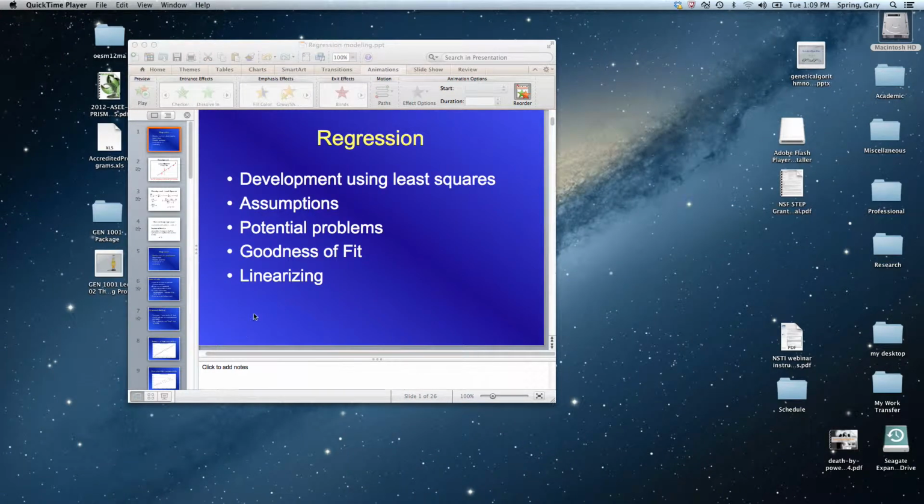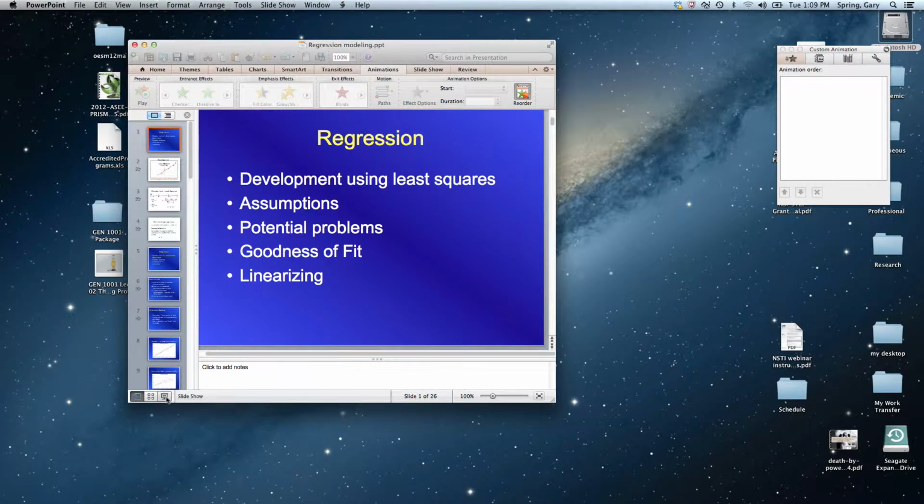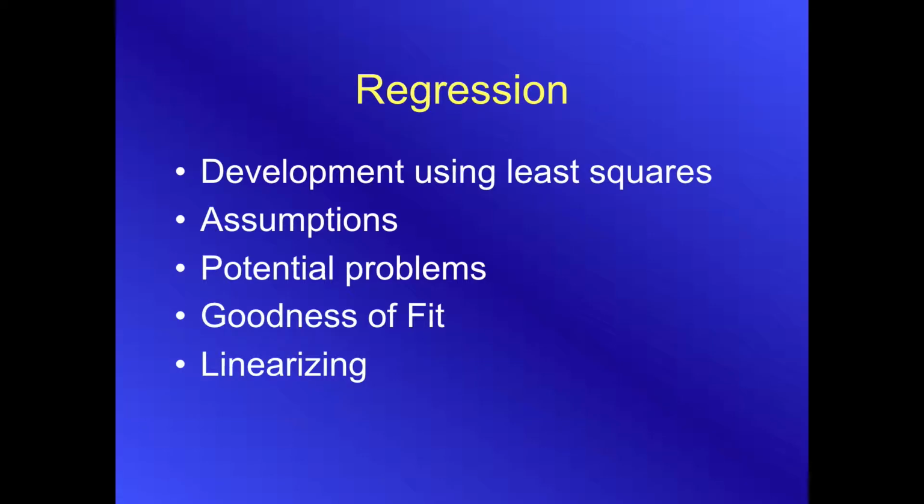Okay, so I want to take some time to review with you regression, just a basic review. We'll look at the process of least squares and how that works. We'll take a quick look at the assumptions of regression and potential problems when those assumptions are violated. We'll look at a couple of measures of goodness of fit, and then talk about linearizing nonlinear models.